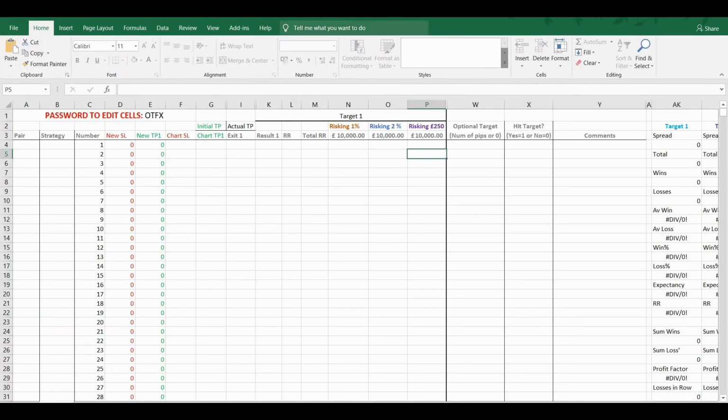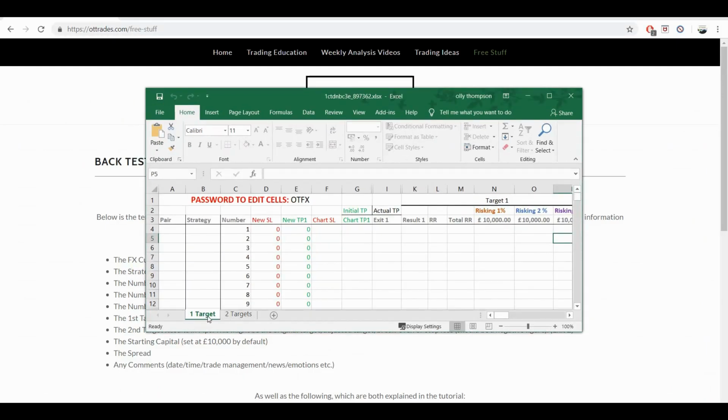and full screen. So you can see here we've got one target and two targets. For the purpose of this video, I'm going to use the two targets, but they're both exactly the same principles. You only need to input these items here. So let's go ahead and open the two targets tab.